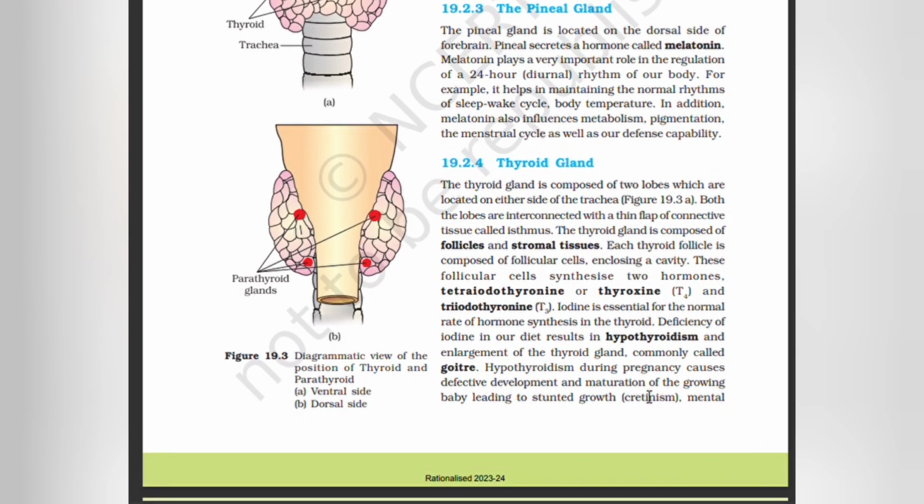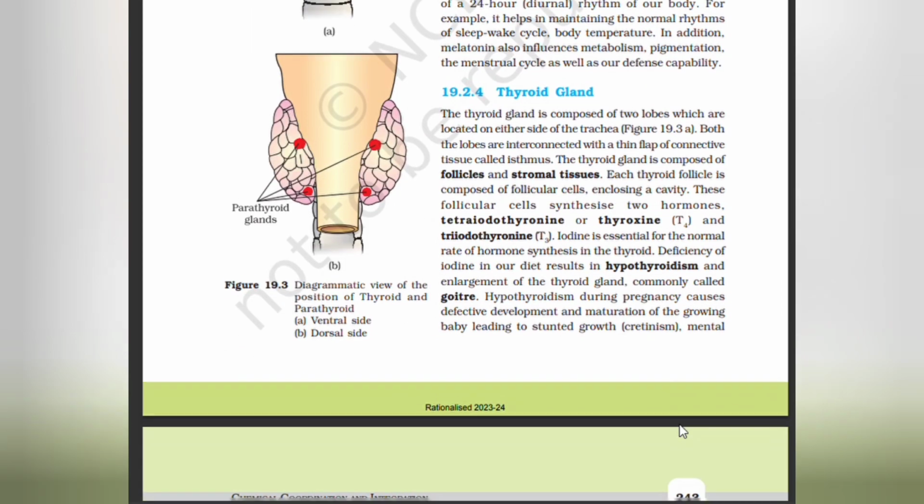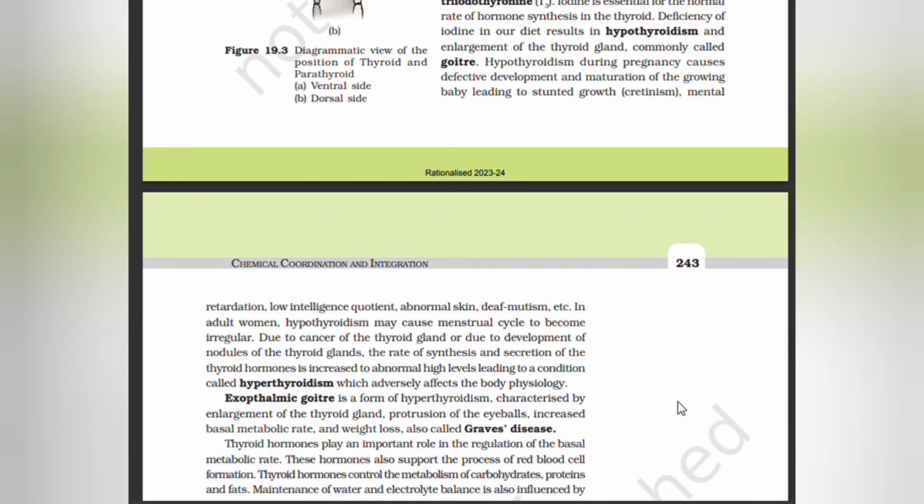Hypothyroidism during pregnancy causes defective development and maturation of the growing baby, leading to stunted growth, that is cretinism, mental retardation, low intelligence quotient, abnormal skin, deaf mutism, etc. In adult women, hypothyroidism may cause menstrual cycle to become irregular.